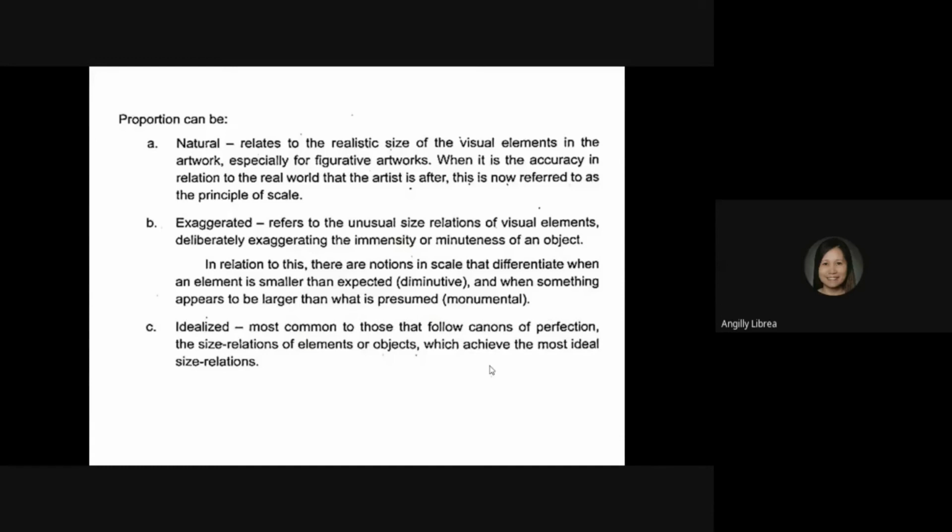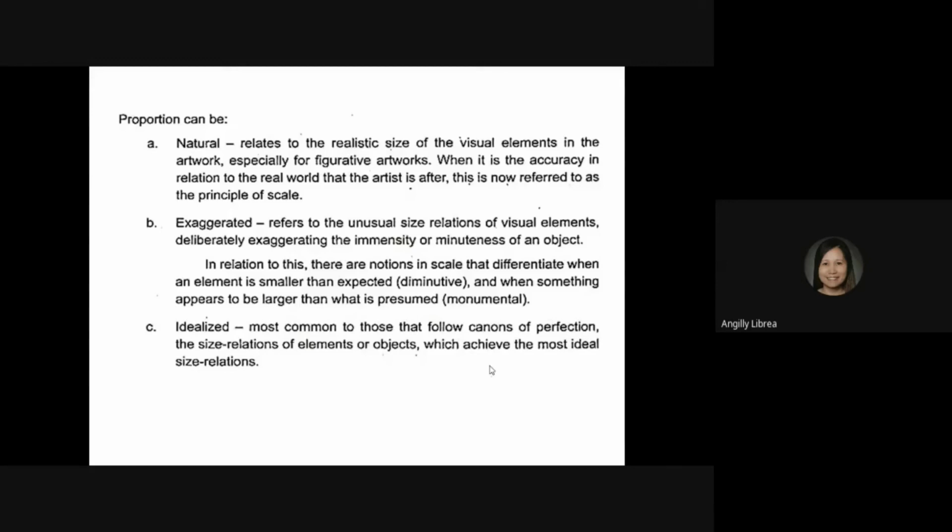Next is exaggerated. This refers to the unusual size relations of visual elements, deliberately exaggerating the immensity or minuteness of an object. Super big or super small, no? Oversized or very maliit, like a miniature. In relation to this, there are notions in scale that differentiate when an element is smaller than expected, that is diminutive, and when something appears to be larger than what is presumed, that is monumental, the one that we get to see on monuments.